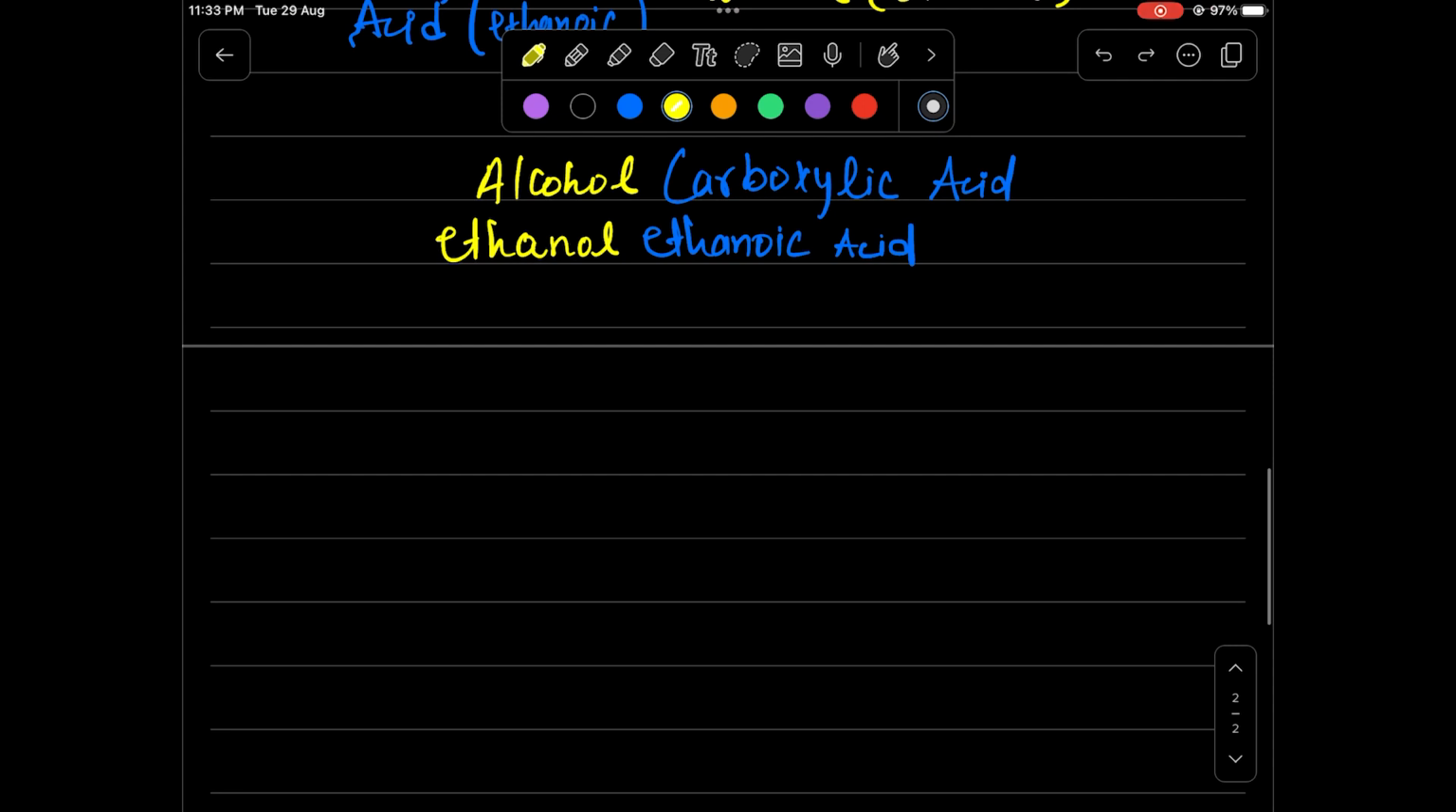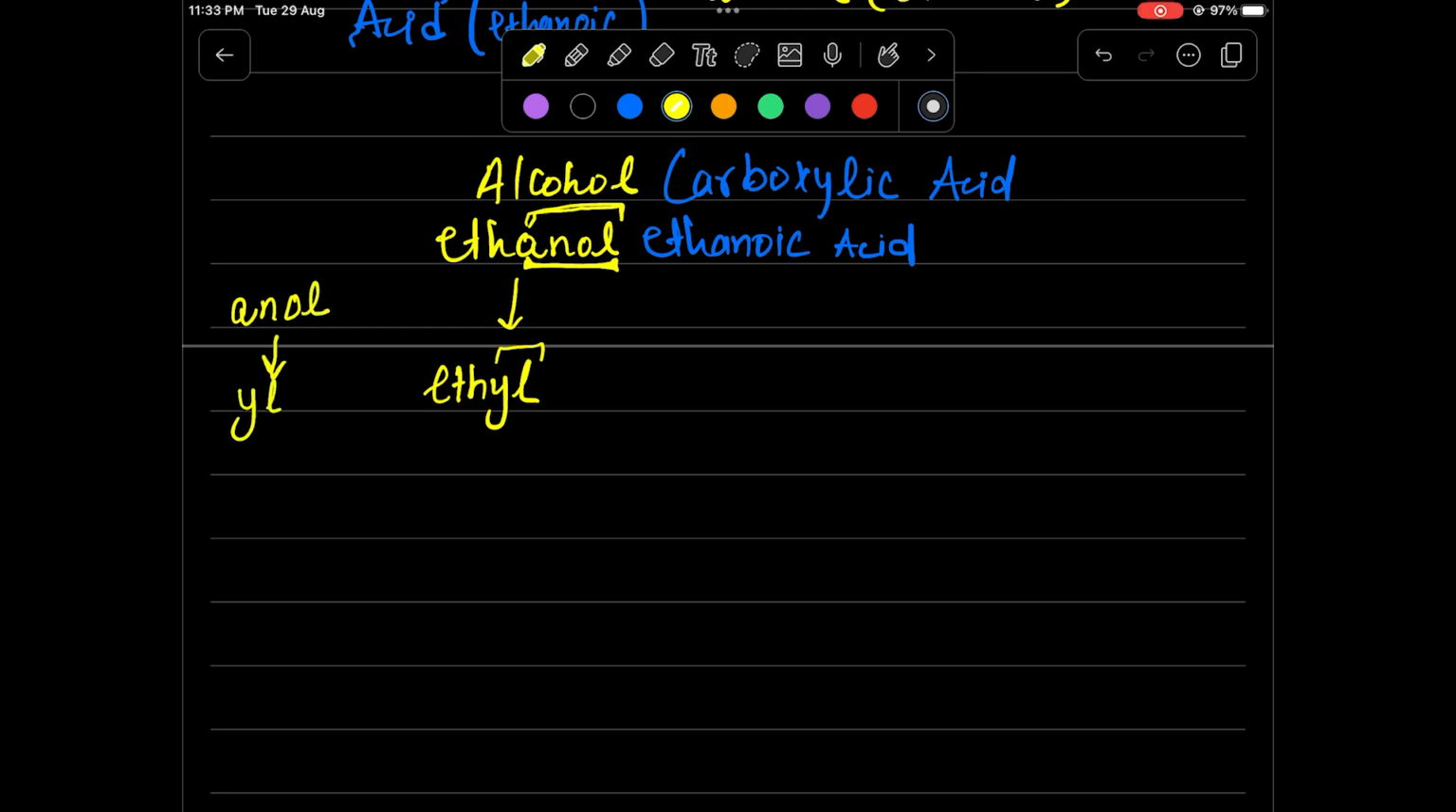So I'm going to make slight changes. For the alcohol part, I'm not going to keep it ethanol. I'm going to remove this whole part, anol, and what I'm going to replace it with is ethyl. So this is something new. I literally remove this anol and replace it with yl, and the rest stays the same. That's for the alcohol.